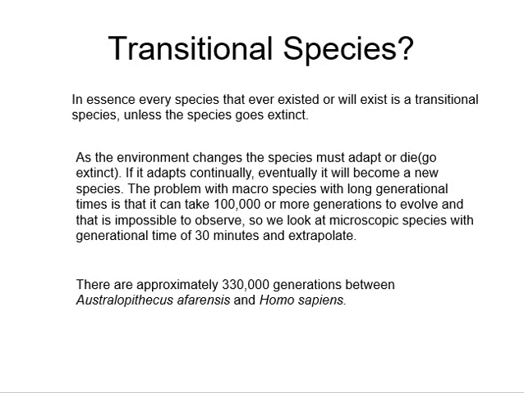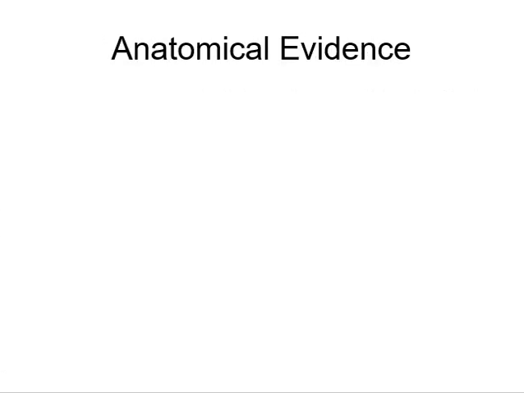Basically, every species either becomes extinct or is a transitional fossil because it will evolve into another species. For instance, Australopithecus afarensis and Homo sapiens, there's about 330,000 generations between these two species. And things are going to change in that many generations. Okay? We're seeing things change even today.